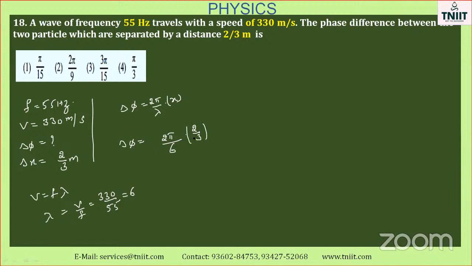Path difference is 2 by 3. So 2 ones are 2, 2 threes are 6, so it is 2 pi by 9. So what is the phase difference between the two particles? The phase difference between the two particles is 2 pi by 9. So option B is the right answer.